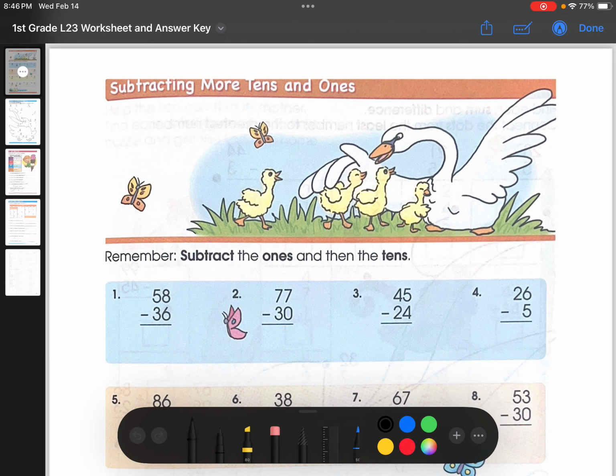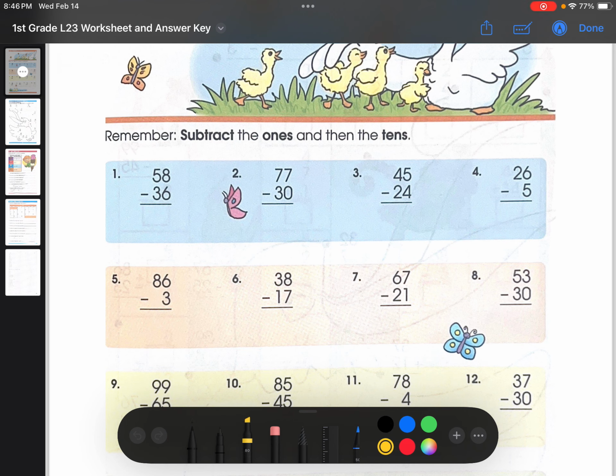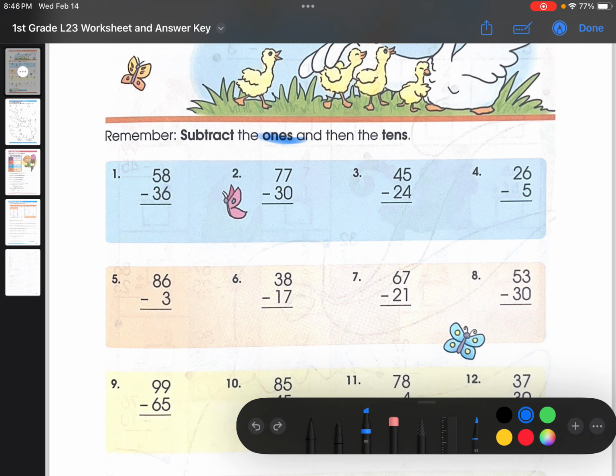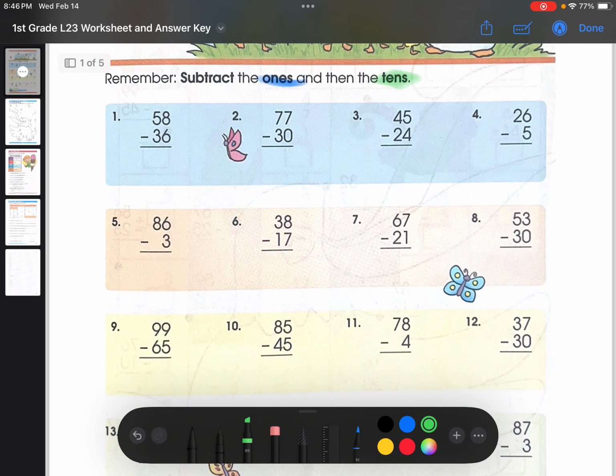Alright, let's get straight into it. We're going to start with subtracting more tens and ones. So you subtract the ones first, and then the tens. So the ones, and then the tens. If we get straight into it, let's just start with number 1.